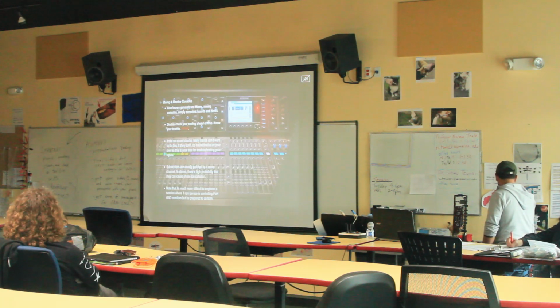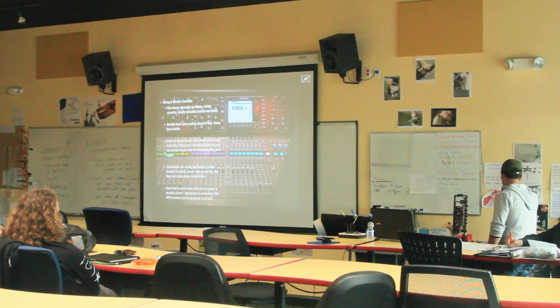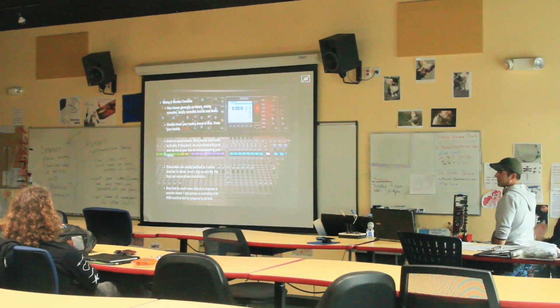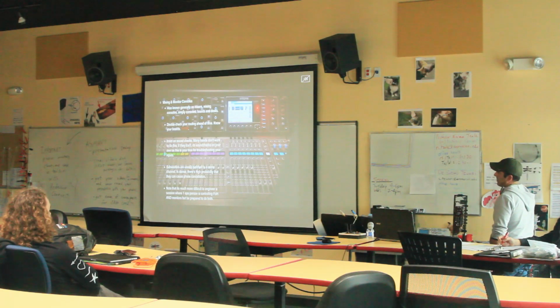Know your speakers. And then the mixing and monitor consoles. They have a bunch of different names, but for this conversation we're just calling them mixing consoles. Double check your routing ahead of time and know your boards. This is really important. So RTFM, as we talked about in class. If you don't know what that means, it basically means download the PDF and read about your board.